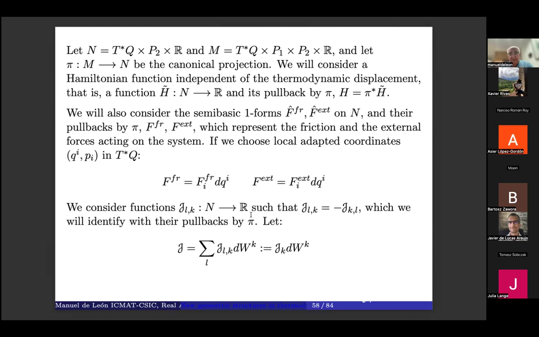And we can pull back the canonical form on T star Q, so we obtain the two form on M, and also we consider this semi-basic one form representing the friction and the external forces, which locally will be represented in this way. Well, this is just a function introduced by Gay-Balmaz and Yoshimura. These are just functions on N, without this RK, just some functions satisfying some properties.